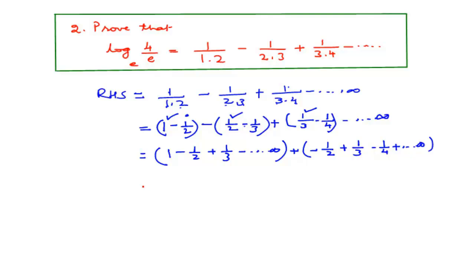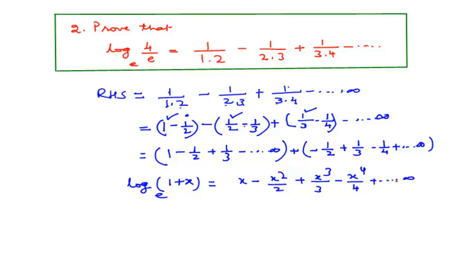Now we know that log of 1 plus x to the base e is equal to x minus x square upon 2 plus x cube upon 3 minus x raised to the power 4 upon 4 plus and so on up to infinity, and this holds true when x is equal to 1. This implies that log of 1 plus 1, that is log of 2 to the base e, is equal to 1 minus 1 upon 2 plus 1 upon 3 minus 1 upon 4 plus so on up to infinity. So 1 minus 1 upon 2 plus 1 upon 3 minus 1 upon 4 is our first bracket.